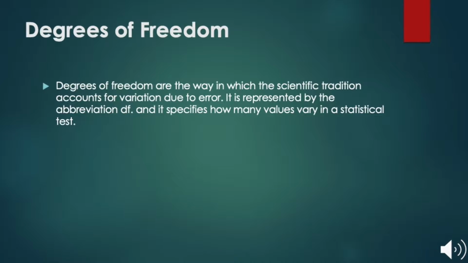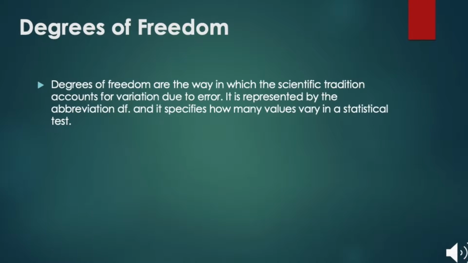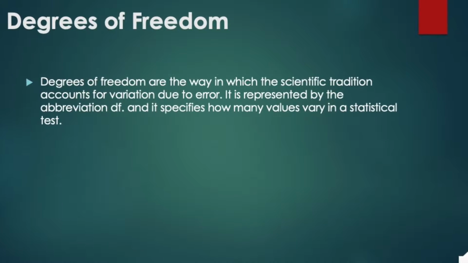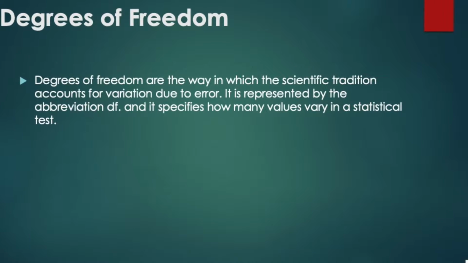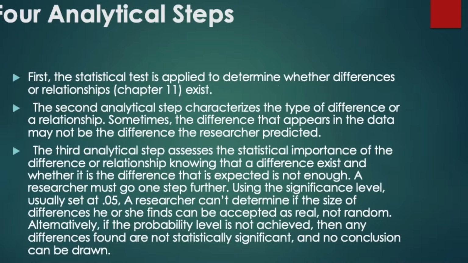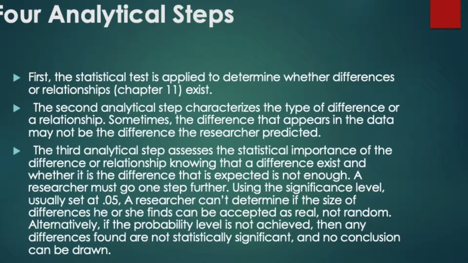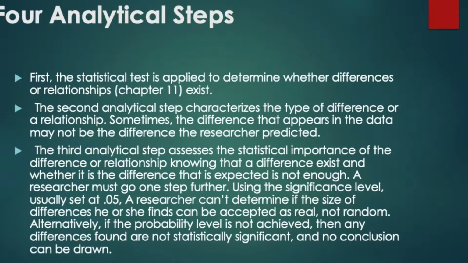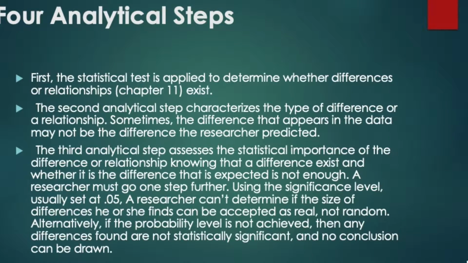Degrees of freedom. Degrees of freedom are the way in which the scientific tradition accounts for variation due to error. It is represented by the abbreviation DF, and it specifies how many values vary in a statistical test. Four analytical steps. First, the statistical test is applied to determine whether differences or relationships exist. Relationships are covered further in Chapter 11.